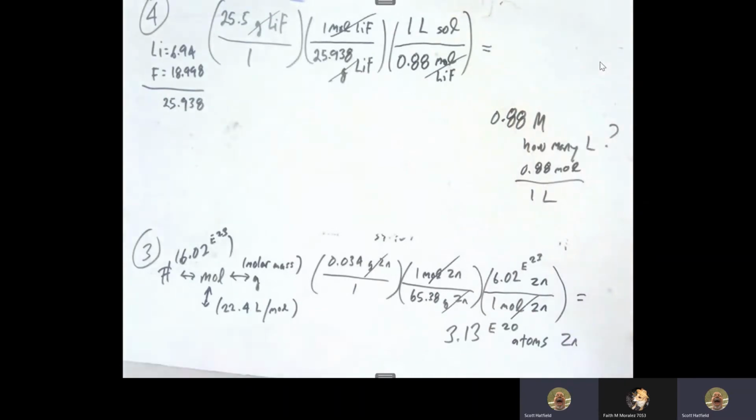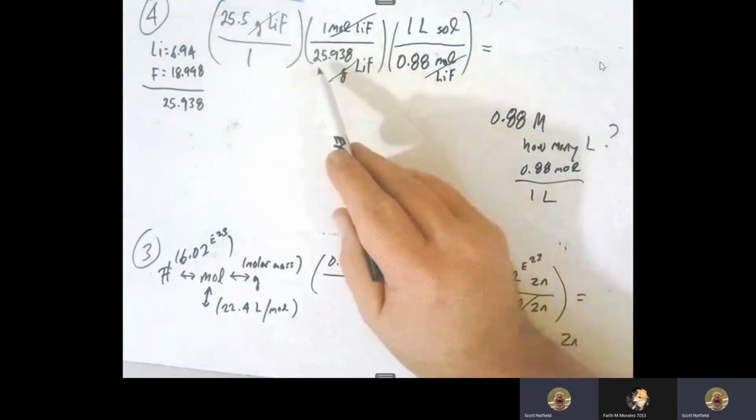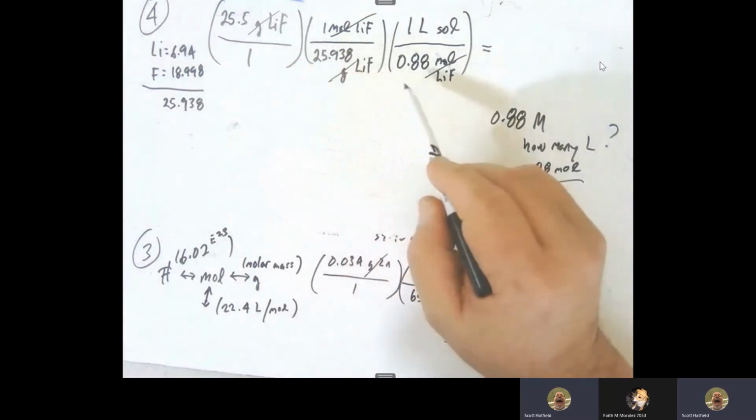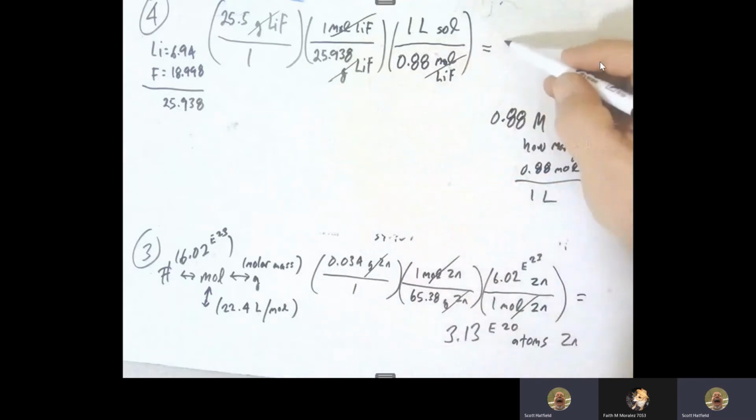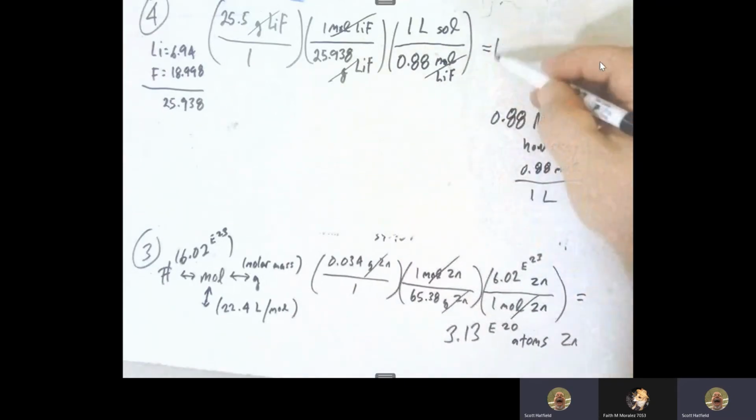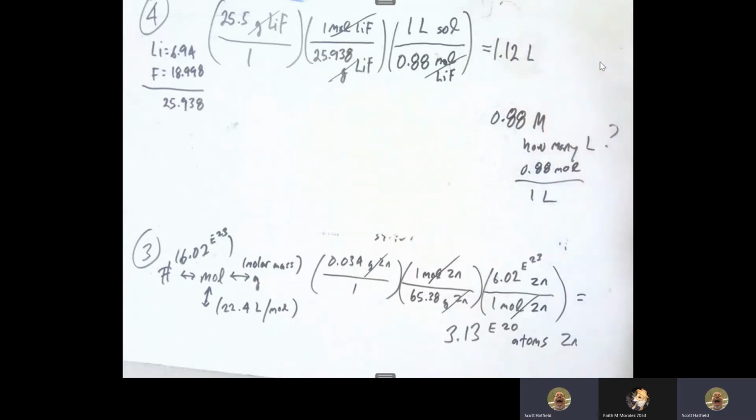And so we're going to take that 25.5 and we're going to divide it by the product of these two numbers, 25.938 times 0.88. And when we do that, we're going to get, well, not 112, sorry, we're going to get 1.12 liters of 0.88 molarity lithium fluoride solution. That's your answer.